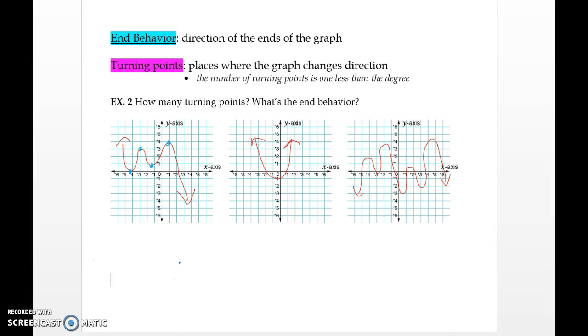You can also tell the degree of the polynomial by how many times it changes going up and down. This is what I like to do. I like to count 1, 2, 3, 4, 5. So I know this is a 5th degree.